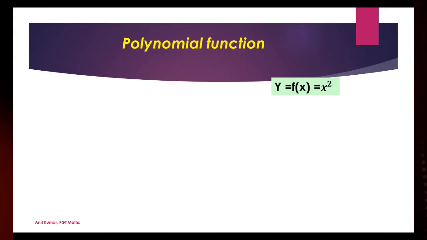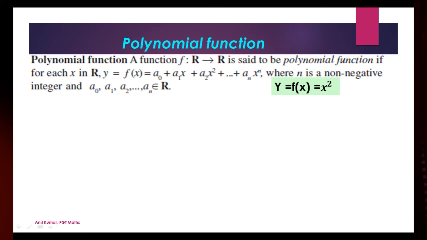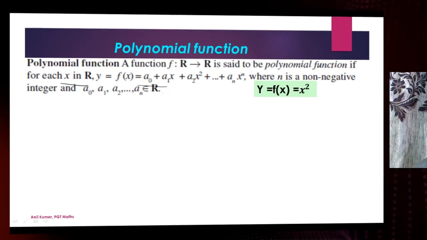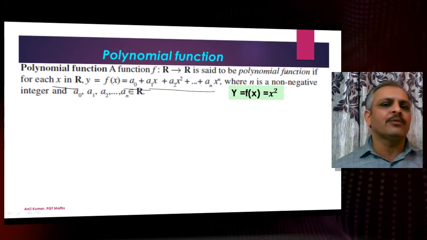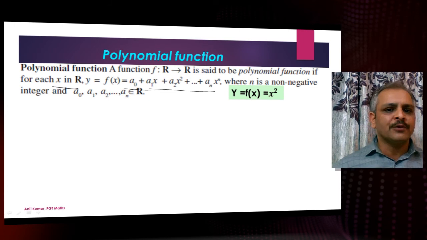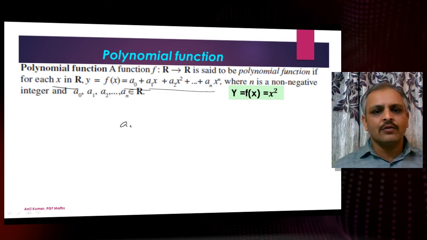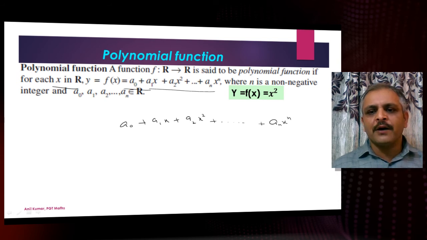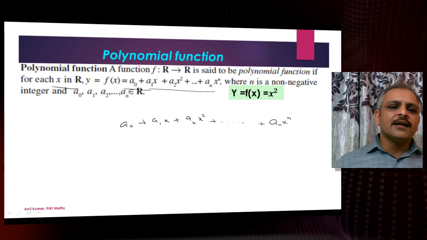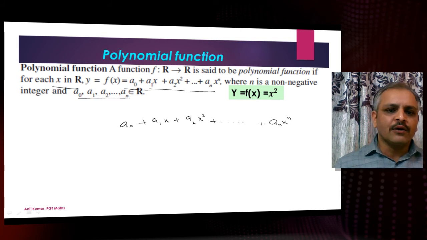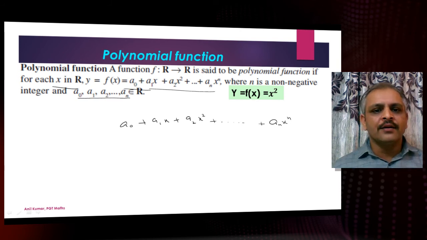Next is a polynomial function. So what is a polynomial function? A function from R to R is said to be a polynomial function if for each x in the real numbers, f(x) = a0 + a1x + a2x² + and so on up to anxⁿ. This type of function is known as a polynomial function. In class 10th we read about the concept of polynomials. Here n is a non-negative integer and all the coefficients of x are real numbers.